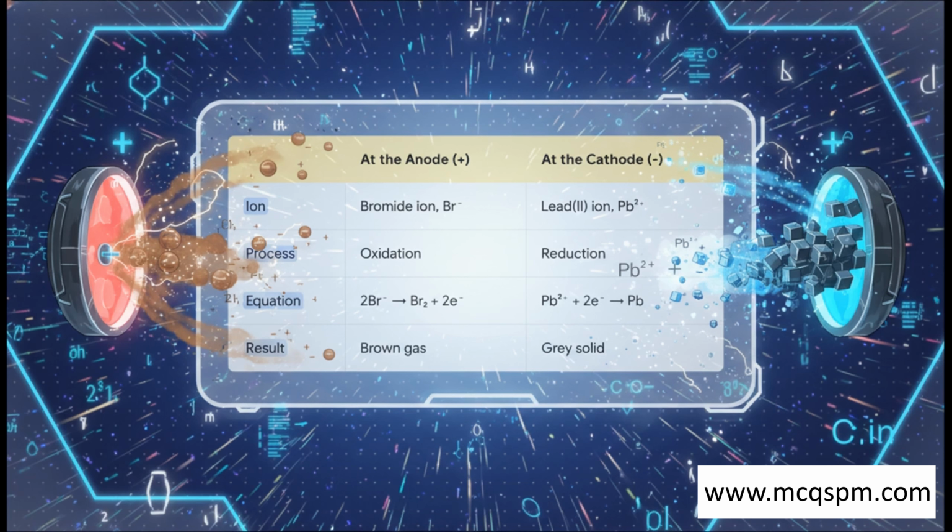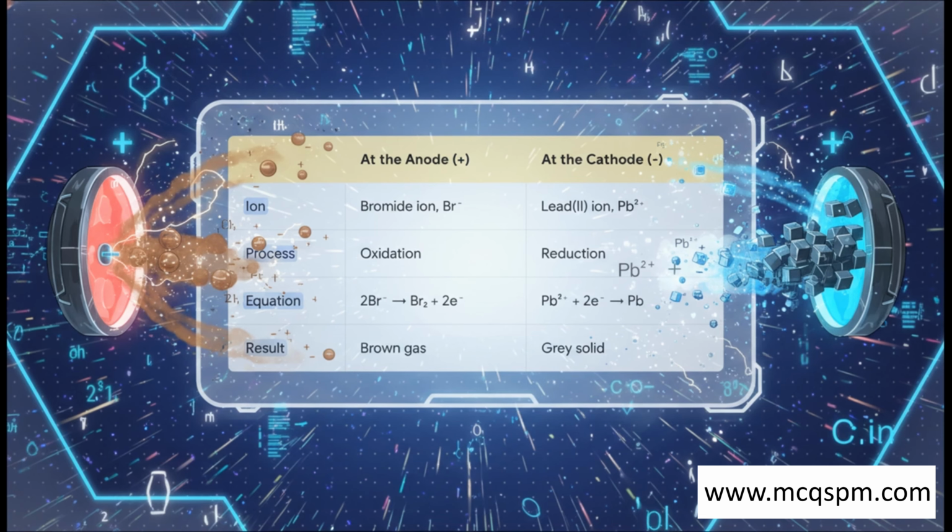Just remember, opposites attract, right? So the positive lead-2 ions are going to be attracted to the negative electrode, which we call the cathode. When they get there, they gain electrons, that process is called reduction, and they form this gray solid, which is just pure lead metal.